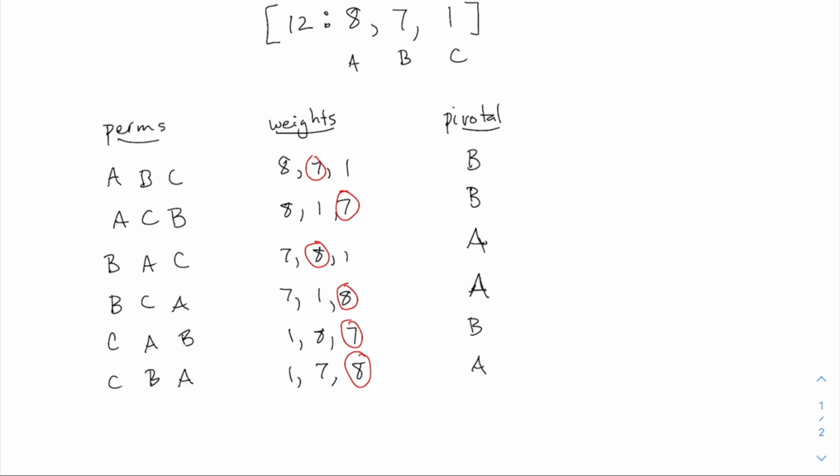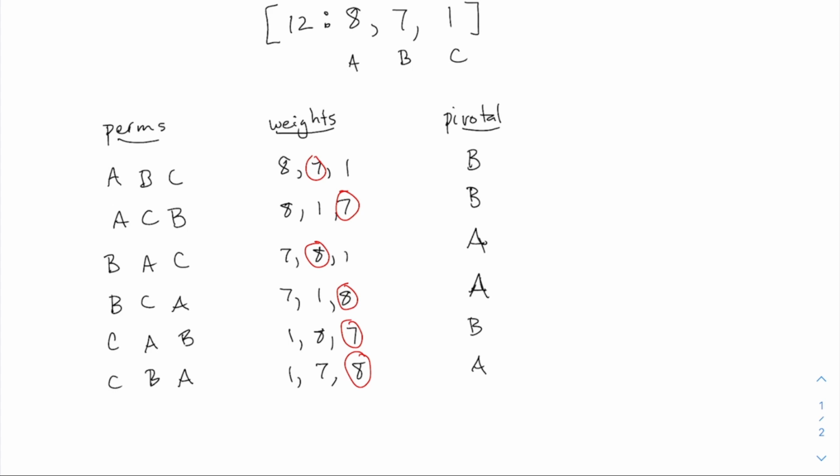If something's never pivotal, is that automatically no? That's true. Yeah, if somebody is never pivotal, it means their vote can never actually make the quota happen, which is what it means to be a dummy. All right. So we're basically done here.